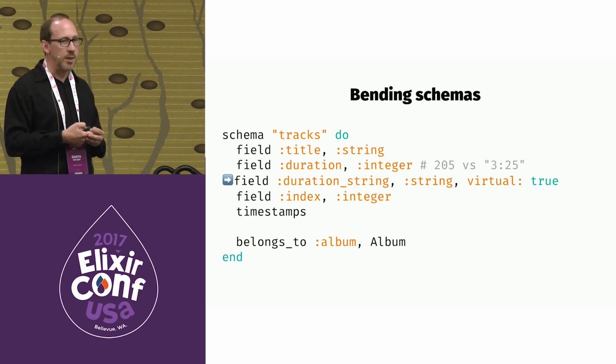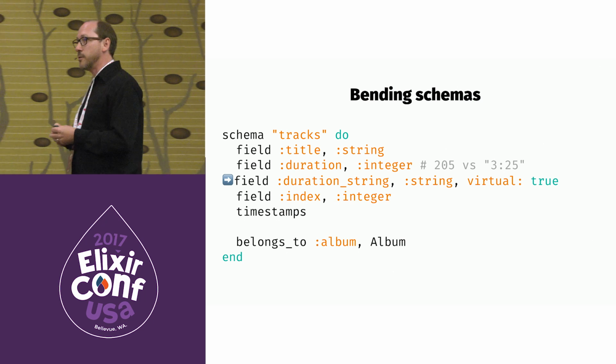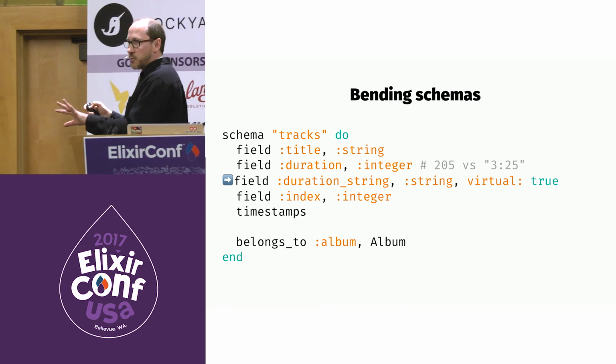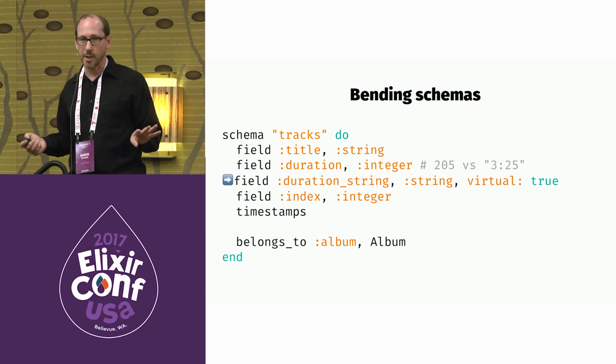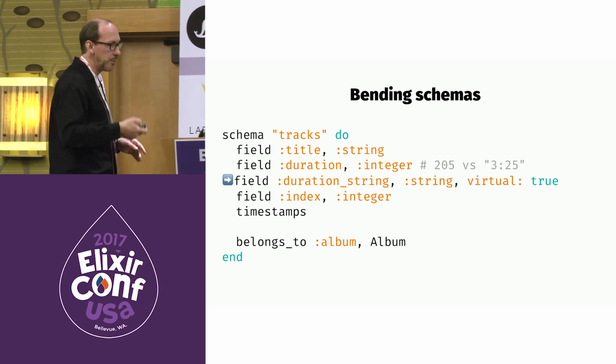Now we also added the keyword virtual true. This is our clue to Ecto saying, I'm just using this for my own purposes. Don't try to persist this anywhere. Don't try to look for it in the albums table. You won't find it. Or the tracks table, I'm sorry.